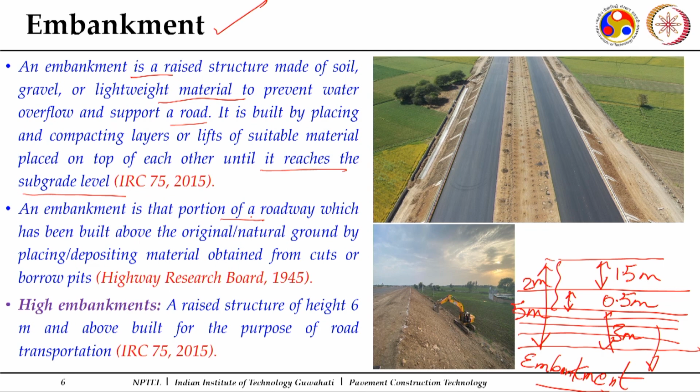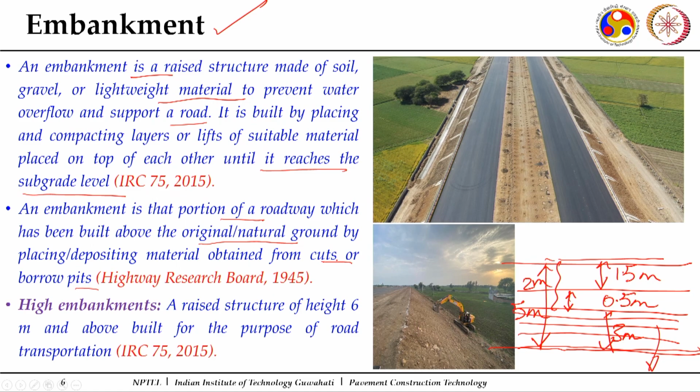An embankment is that portion of a roadway which has been built above the original natural ground. As I mentioned here, this is your natural ground level which you want to raise up to this particular level. So it is constructed over the original natural ground by placing or depositing material obtained from cuts and borrow pits.